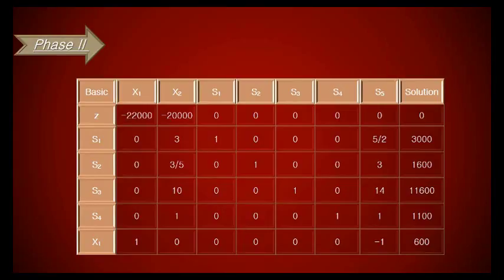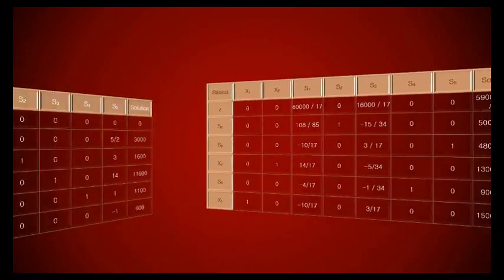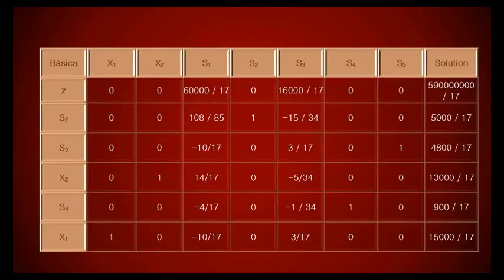Phase 2. After removing artificial columns, write the original problem as shown in the following table associated with phase 2. According to the optimality condition, none of the coefficients of the Z-row are negative. Therefore, after 4 iterations we reach the optimal tableau.